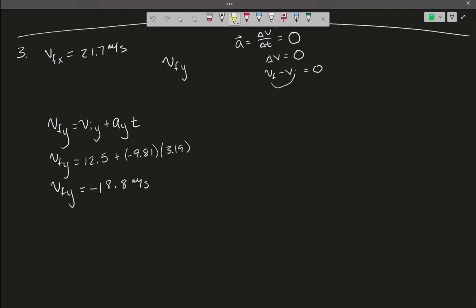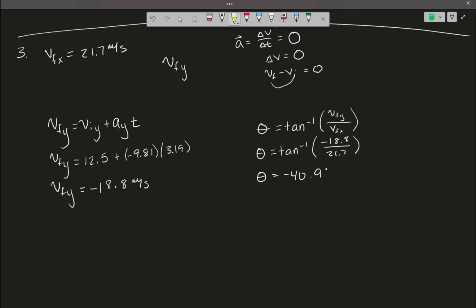Now this is my x and y component. I need to find the magnitude and the directionality. So to find the directionality, I can use that theta is equal to the inverse tangent of the y component over the x component. So my theta is going to be equal to the inverse tangent of negative 18.8 divided by 21.7. And we get that theta is negative 40.9 degrees.